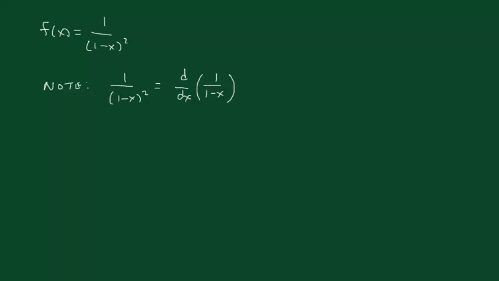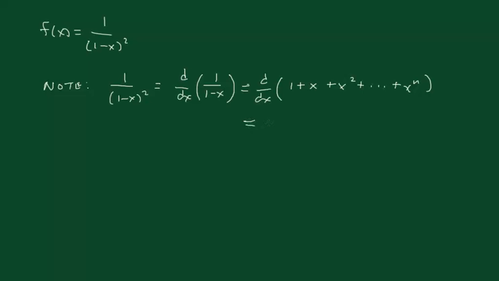We're going to look at the function f of x equals 1 over the quantity 1 minus x, squared. We're going to note that that function is actually the derivative of another function for which we know the power series. So this is going to equal the derivative with respect to x of the power series I showed at the beginning of the lesson, which is 1 plus x plus x squared plus ... plus x to the n.